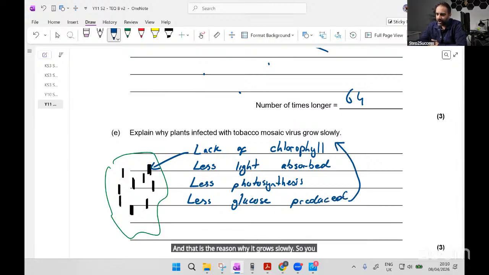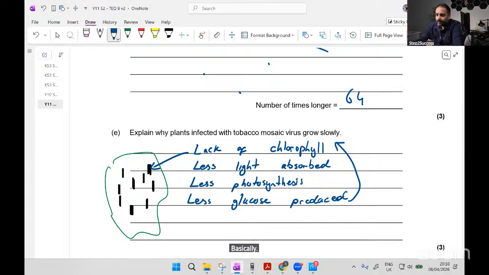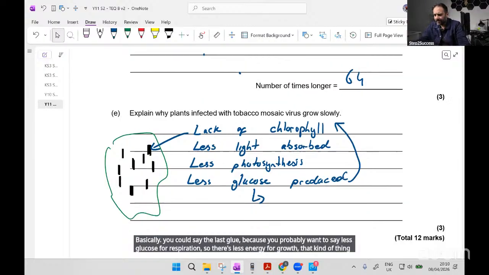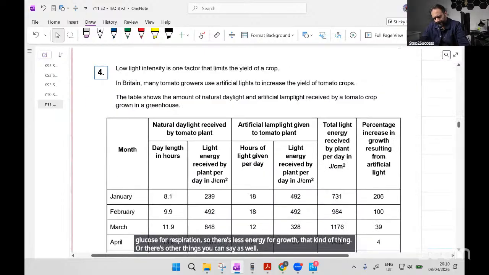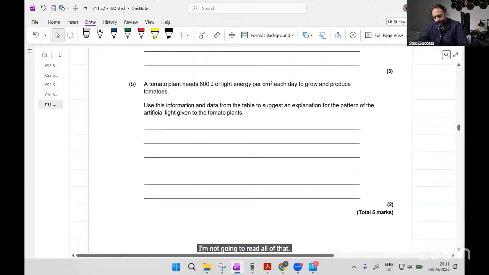So you've got to go through that chain of events, basically. You could say the less glucose, you probably want to say less glucose for respiration, so there's less energy for growth, that kind of thing. Or there's other things you can say as well. I'm not going to read all of that.